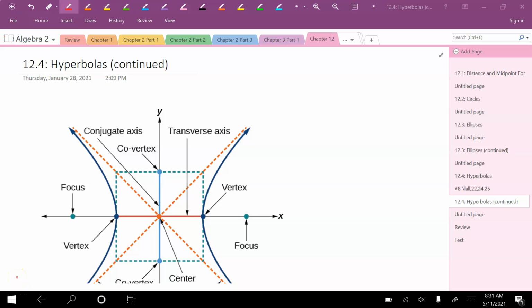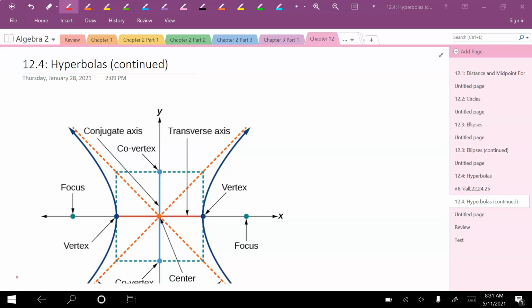All right, so we're going to continue to talk about hyperbolas today, and we're going to move away from them being centered at the origin and talk about what you do if they're not centered at 0, 0. Similar to when we did this with ellipses, we started with ellipses centered at 0, 0, and then we went to ones that had a different center. So that's all that we're going to change today.